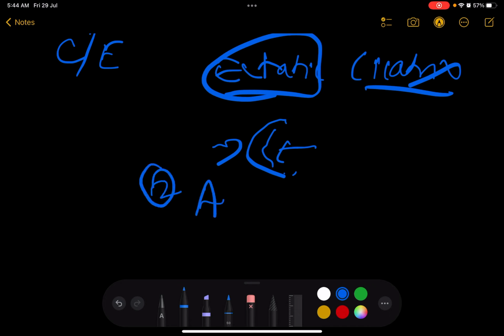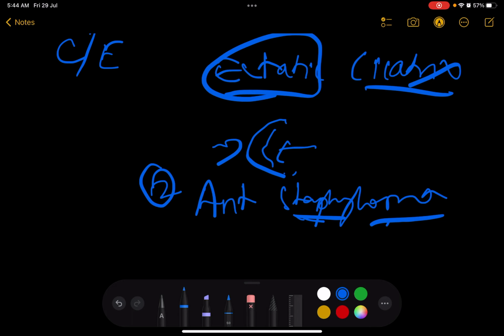Second complication is anterior staphyloma. What does that mean? Staphyloma, my dear friends.